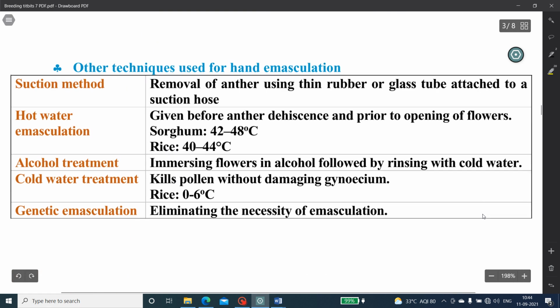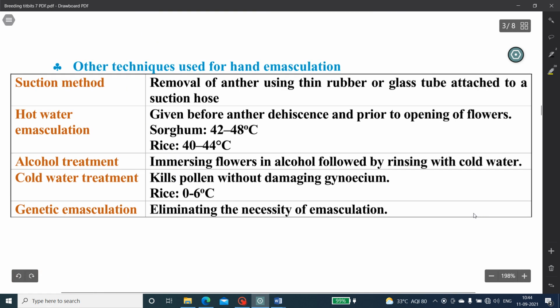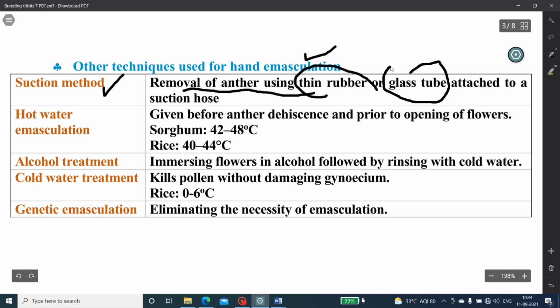And there are other techniques that we will be seeing, about 5 techniques other than hand emasculation. We have the suction method. This is nothing but removal of anthers using a thin rubber band or glass tube or rubber tube that should be attached with a suction hose. So it will suck all the pollen that is present in the anthers of the female parent.